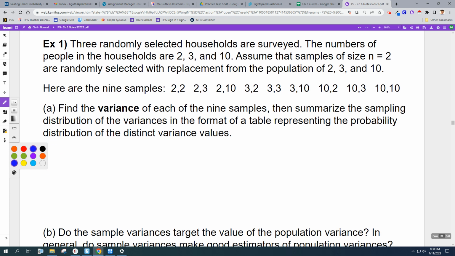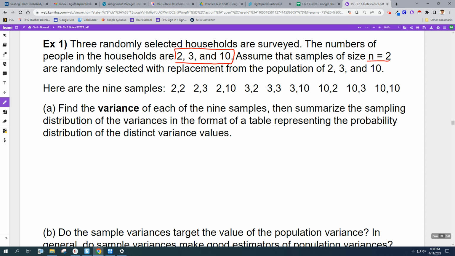Number 1. 3 randomly selected households are surveyed. The numbers of people in the households are 2, 3, and 10. Assume that samples of size n equals 2 are randomly selected with replacement from the population of 2, 3, and 10. Here are the 9 samples.